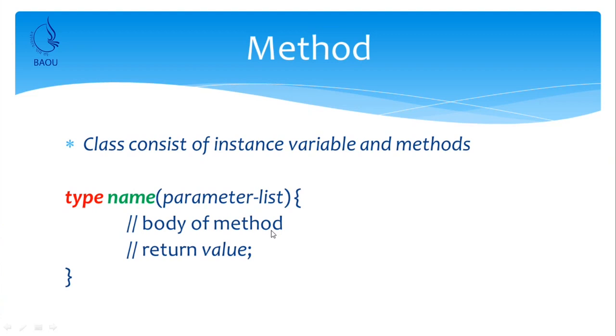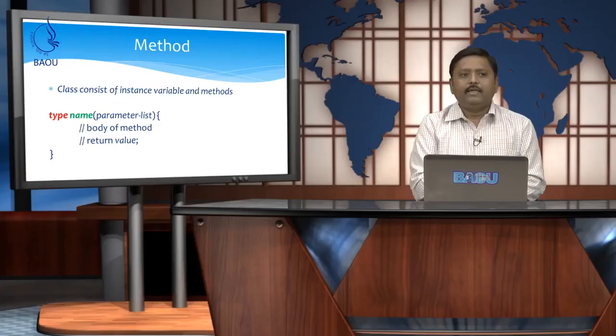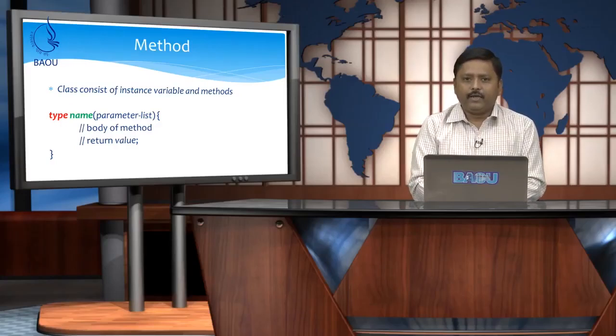Suppose a method is not returning anything, then the type is defined as void and this return value statement is optional. But suppose the type is other than void, then we must write down this return and the value to be returned inside the method at the end of the method body. So, this return value is optional in case the method is returning nothing.